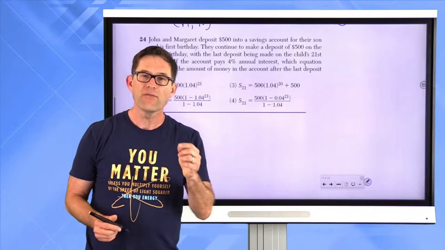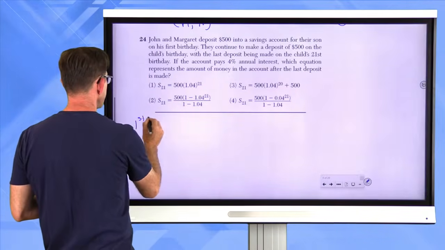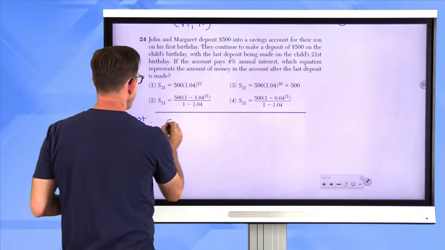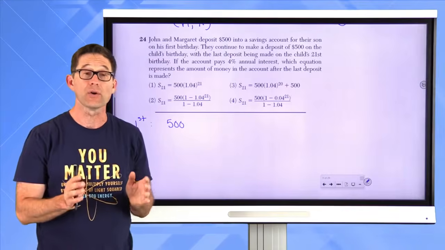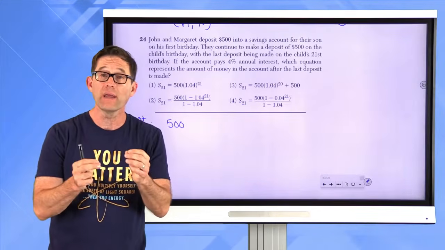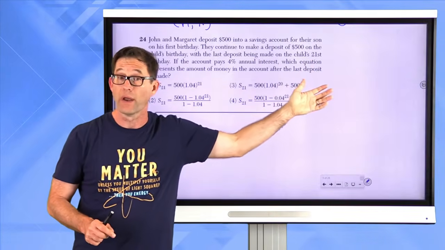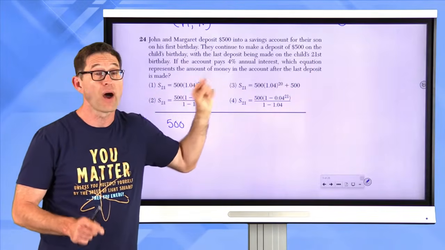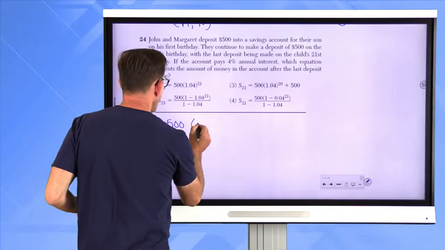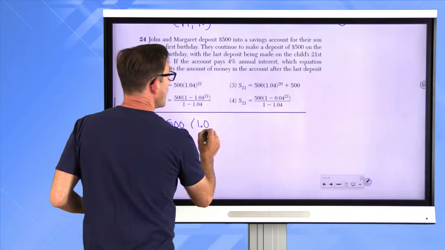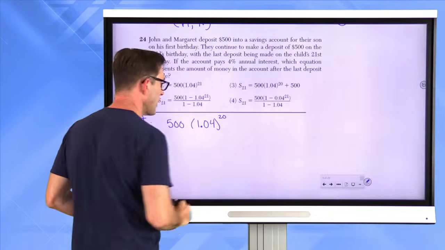First, they put $500 in on their son's first birthday, right? They put $500 in, and then that money sits there for 20 years, not 21 years, but for 20 years, right? Because it sits there until the child turns 21, and they've put it in there not when the child's born, but on the child's first birthday. So how much is that money worth after 20 years? Well, this is pretty easy. It's worth 500 times 1.04 to the 20th.